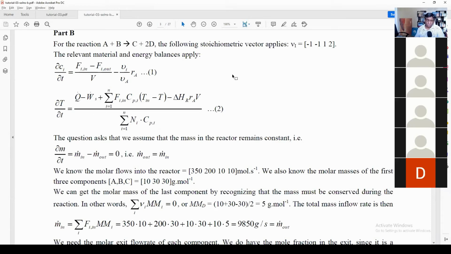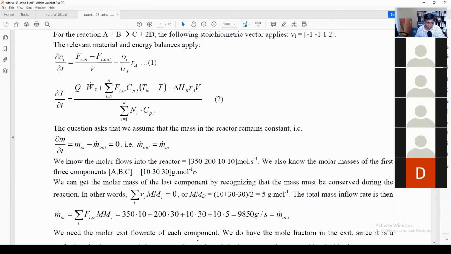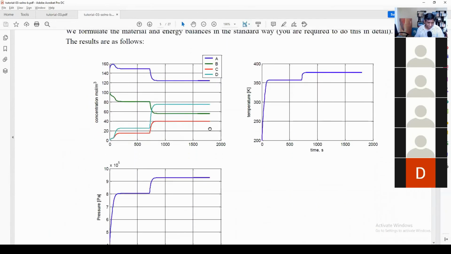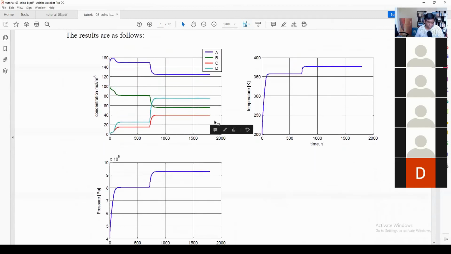The moment you can get the volumetric flow rate exiting the reactor, everything is fully specified in these two equations, and you can solve it. Okay, and so all that is there. And then the simulation is shown here.